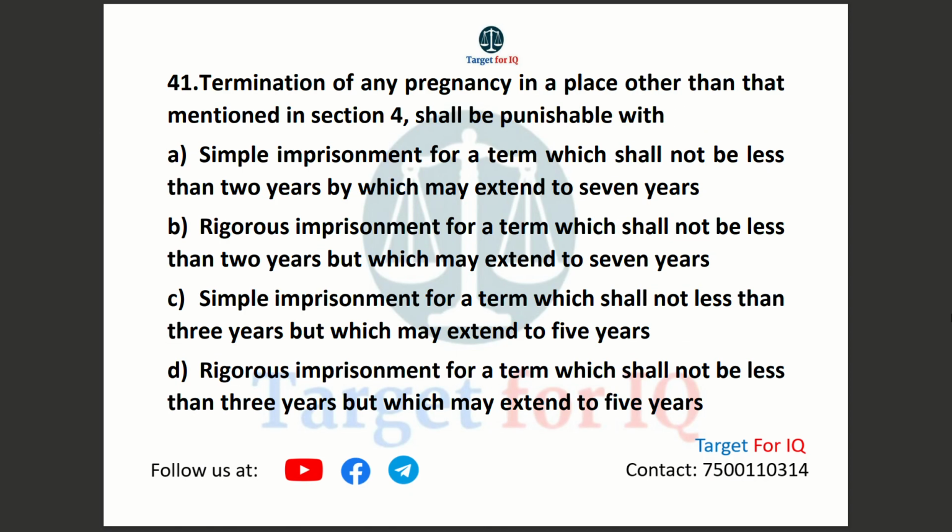Question number 41. Termination of any pregnancy in a place other than that mentioned in section 4 shall be punishable with option A.